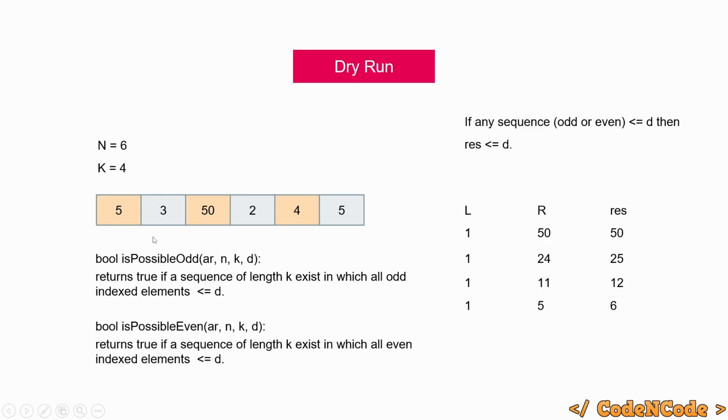And new mid will be 3. I'll check for 3. And again, this will be true. So result will be updated to 3. R will be updated to mid minus 1, which is 3 minus 1, 2. Now the new mid will be 1.